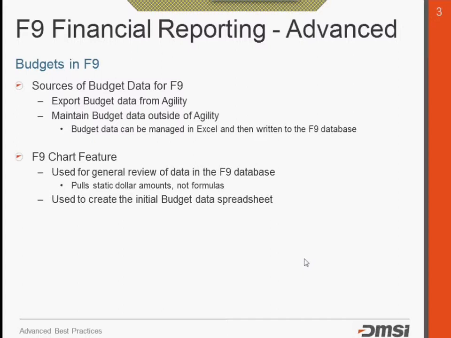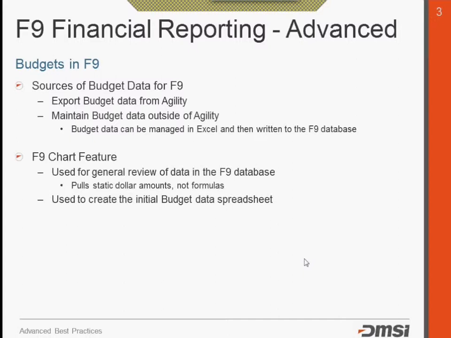The sources of data for budgets are from several areas. One is the ability to maintain your budget data in Agility. And from Agility, then you can use the GL export and export that budget data and translate it into your F9 database. When you're in Agility and you run that export, there's a field that asks if you want to export actual data or budget. You just select that budget option. If you have multiple budgets, you would select the name of the budget that you actually want to export. Other than that, the export and translate function is the same as exporting and translating your actual data.